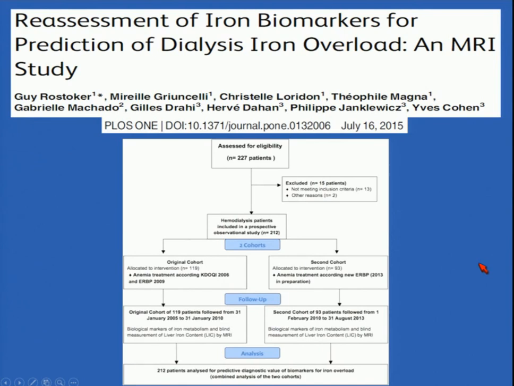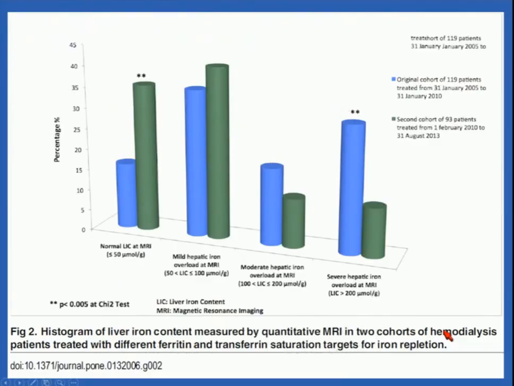So what they did is they looked at patients who were in an original cohort based on the original KDIGO practice guidelines, and then another cohort that was done subsequently whose iron therapy and anemia management was based on these newer, more conservative iron guidelines, and they looked at their liver iron content. And as you can see here, there was in fact a shift in the liver content, the original cohort in blue here being more likely to have higher levels of liver iron content than the patients in the newer cohort, which had much more conservative iron management parameters.